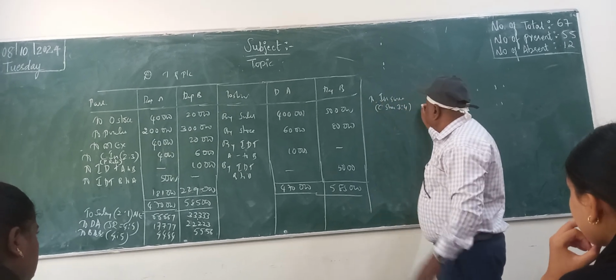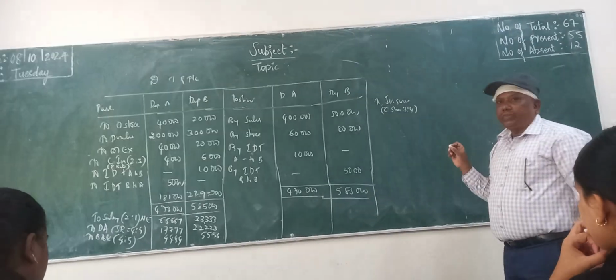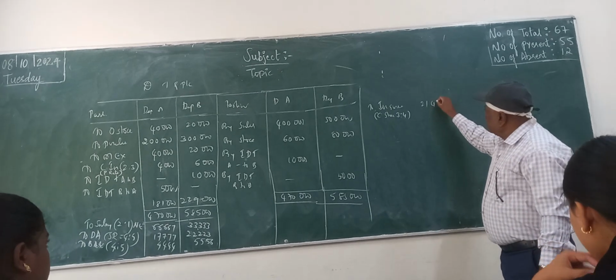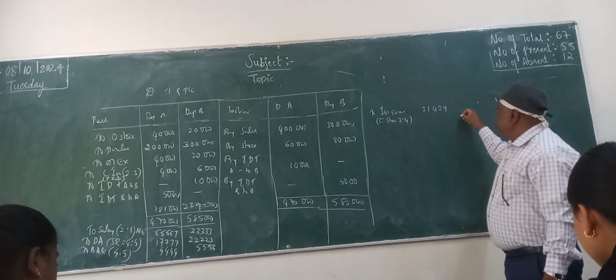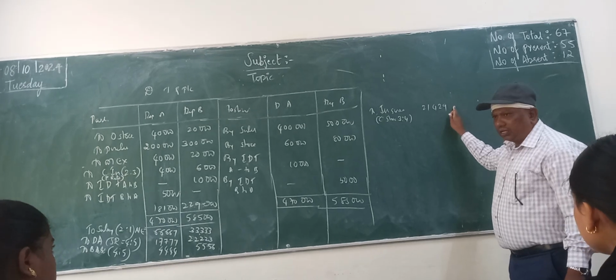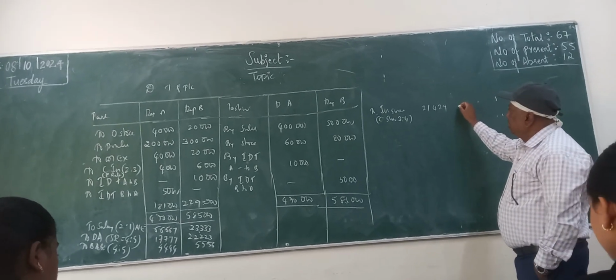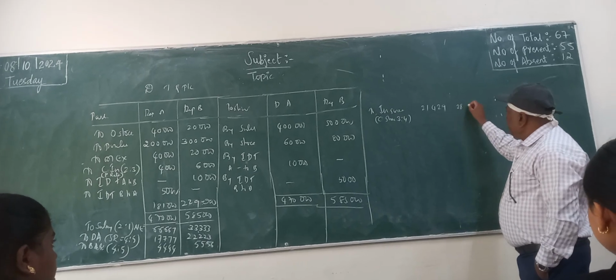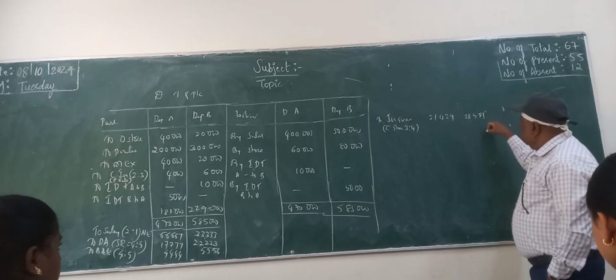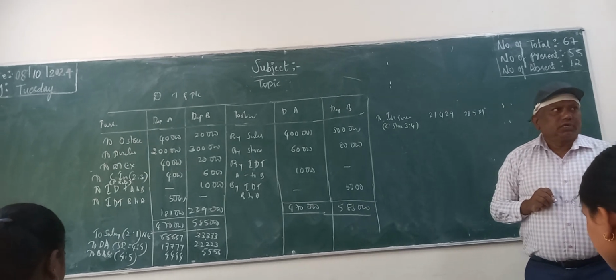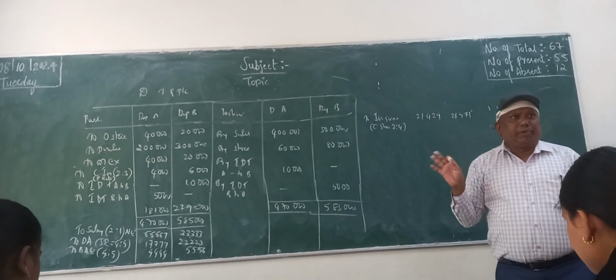Closing stock ratio 3/7 into 50,000. How much? 21,428. 29, 5 is given, 5 is coming, 28.5. Next to department B, 28,571. Correct. Next what?